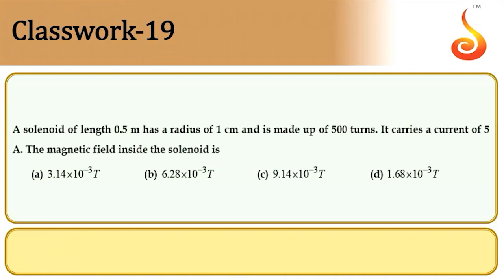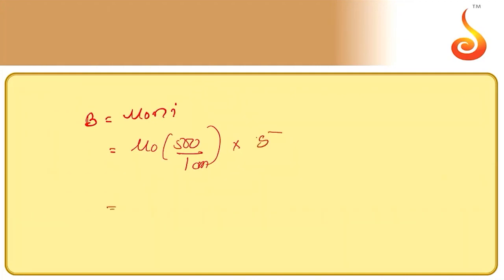A solenoid of length 0.5 meter has a radius of 1 centimeter and is made up of 500 turns. It carries a current of 5 ampere. The magnetic field inside the solenoid is. Magnetic field inside the solenoid is given by mu naught N i. So if I substitute the value mu naught, N as 500 turns per unit length, and the current is 5 ampere, upon substitution you get 6.28 into 10 to the power of minus 3 Tesla.